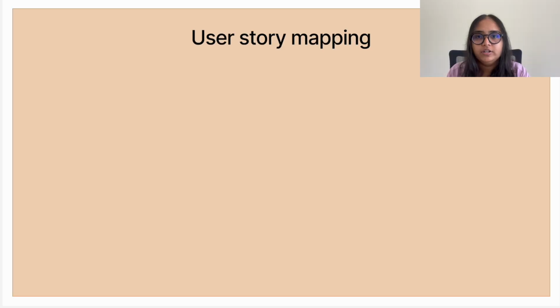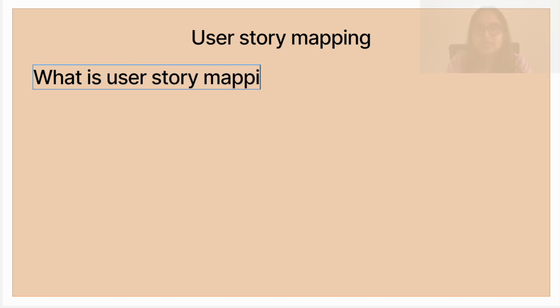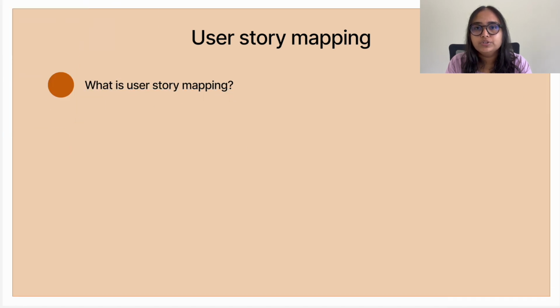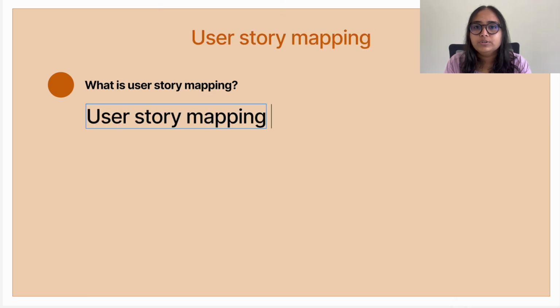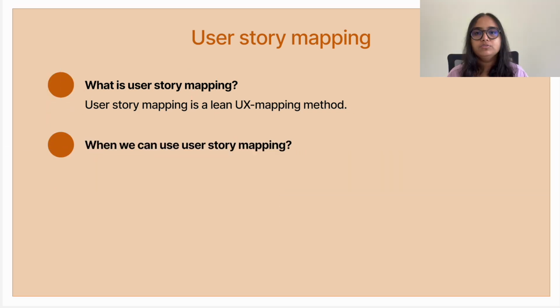Before we start working on an example of user story mapping, let's learn a little bit about what user story mapping is, and how and when it is going to be used. User story mapping is a process used to outline the new features for a new product or an existing product. It is mostly used in lean UX design methods.